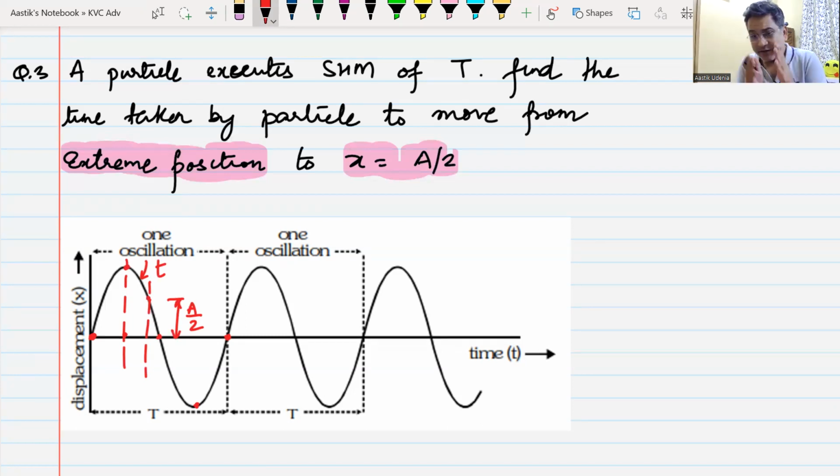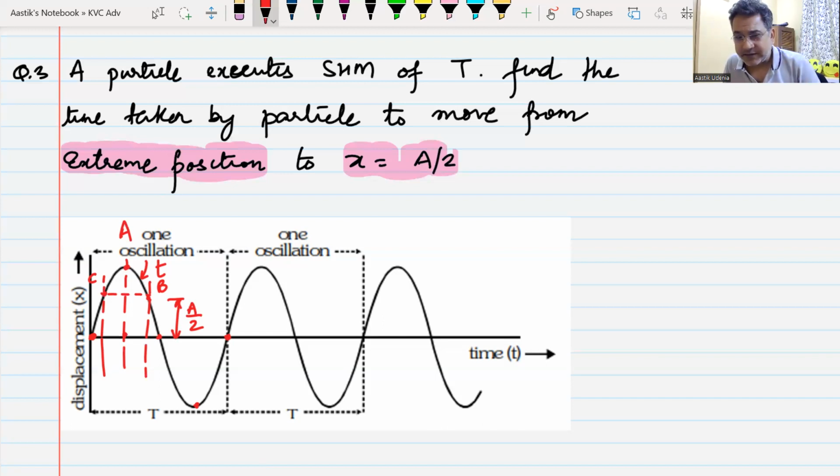Now, whether I find out the time from here to here, remember this is a symmetrical wave. So if I call this point A, this point B, and this point C, the time taken to go from A to B will be the same as the time taken to go from C to A. Yes or no? Yes, sir.